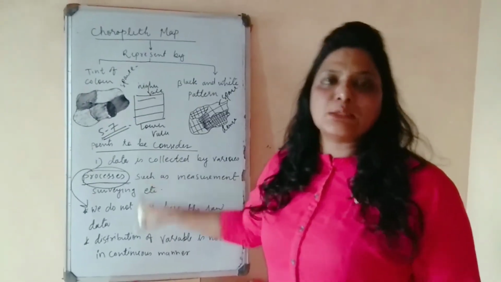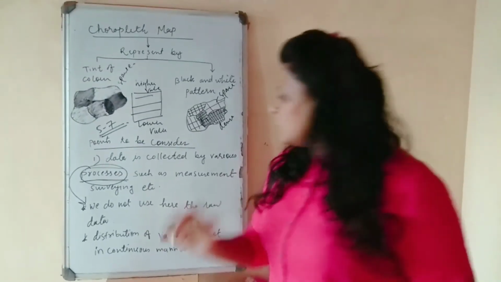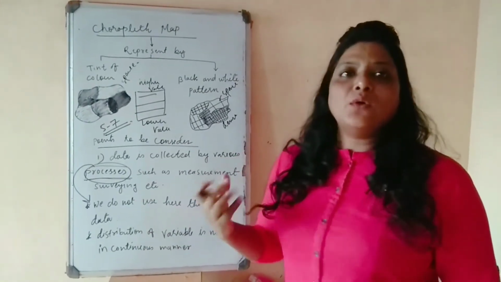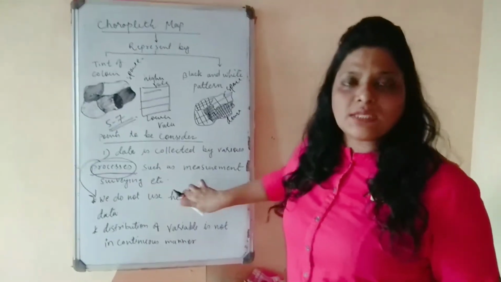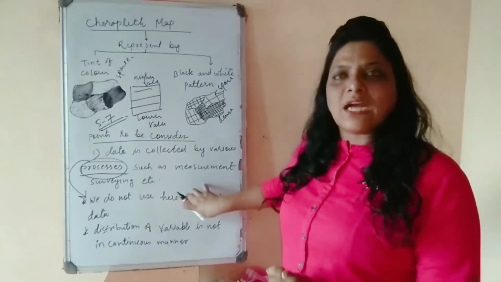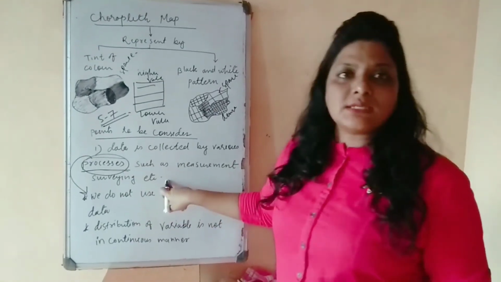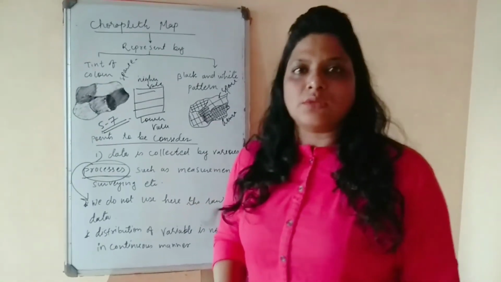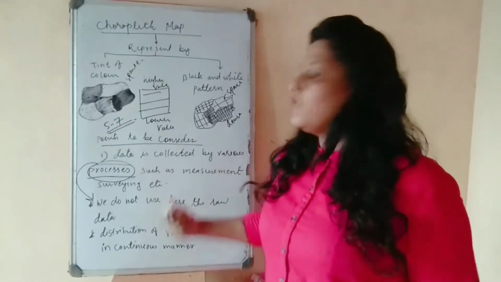It means it is not raw data, which we used in the dot method. In the dot method, we use the raw data. That means we count the data one by one. We can count the data. But the data we are using here in the choropleth map is not countable that way. It means it is countable, but it is not like 1, 2, 3, 4. It is a processed data. Whatever data we are getting from the counting, on that we do some processing, and that processed data we use here.